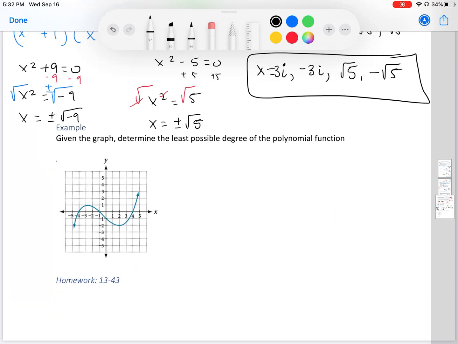Last example. Given the graph, determine the least possible degree of the polynomial function. The least possible degree. So I have an odd function for sure because they point different directions. But looking at my zeros, I have 1 intercept, 2 intercepts, 3 intercepts. So the very smallest degree we can have is degree 3 because the x-intercepts give you a hint as to what the degree of your polynomial is.